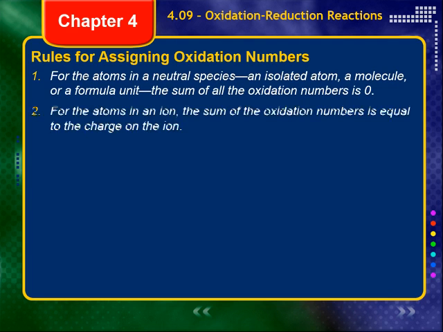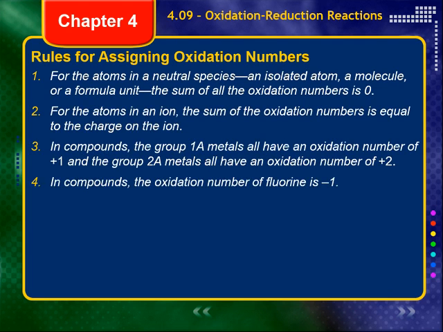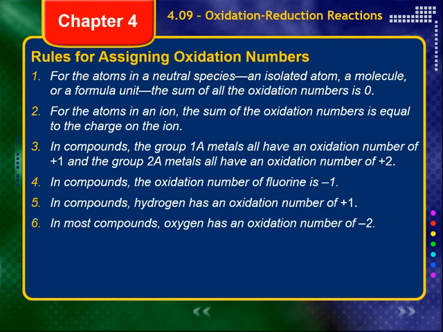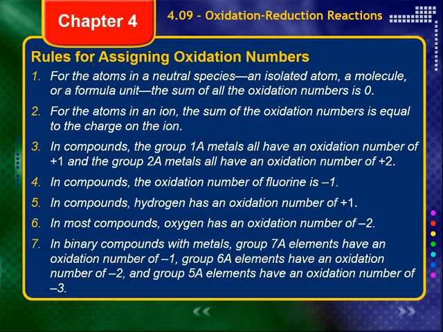So here are some general rules for assigning oxidation numbers. These are going to be very similar to the things that you read about in general chemistry. We're just going over them again. Number 1, for the atoms in a neutral species, an isolated atom or a molecule or formula unit, the sum of all the oxidation numbers must be 0. Very similar to our idea of ionic charges, but here we're talking about oxidation numbers.